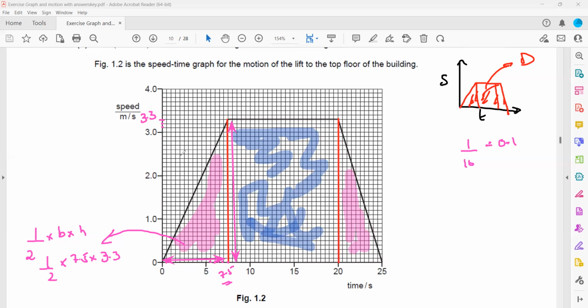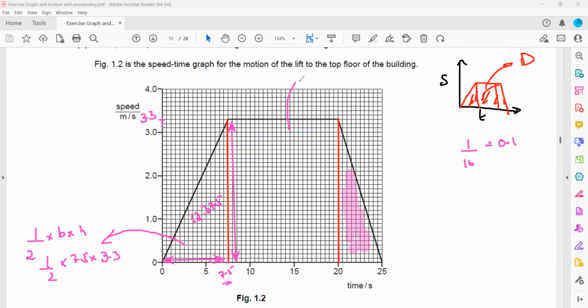What is the area of this part? 7.5 times 3.3 divided by 2 is 12.375. So the area of this part is 12.375. But this is the area of the first triangle. We have to calculate the total area. Now we'll calculate the area of this second part.